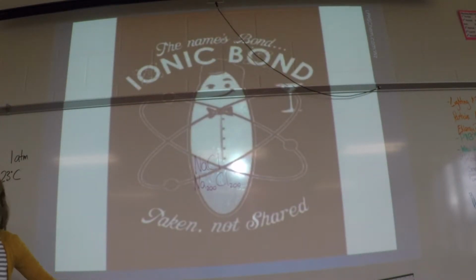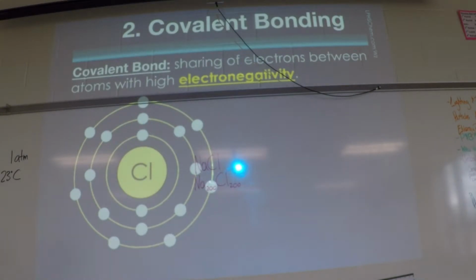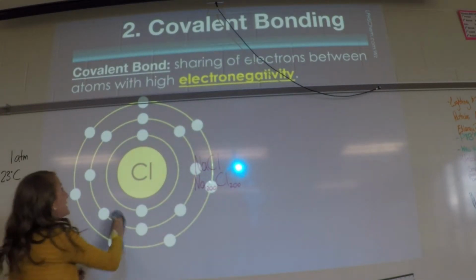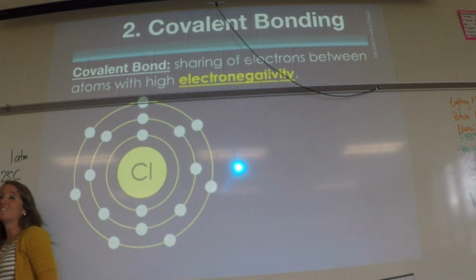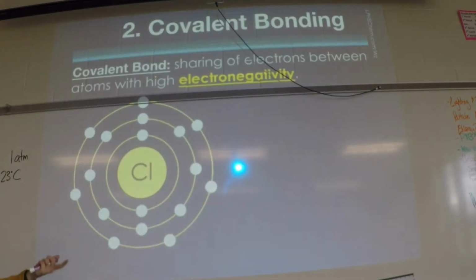All right, so we have ionic, which is where they are transferred. Our next type of bond is covalent. Covalent is the sharing of electrons between two things that have high electronegativities. So neither of them wants to give it up, so they both share with each other instead.